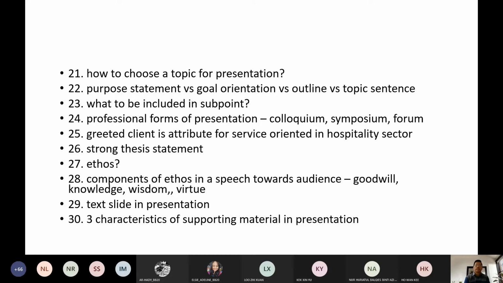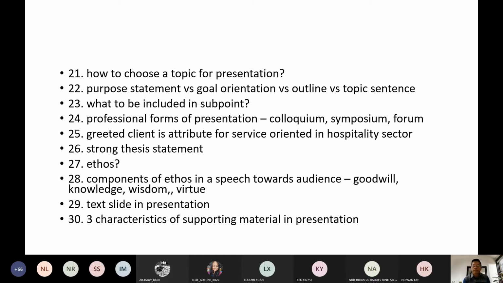Strong thesis statement, purpose statement, thesis statement, ethos. If you remember, last time during the first session before the midterm, I also talked about ethos, pathos, and so on. So ethos here refers to how to write with impact: effective written communication and presentation with impact. Components of ethos: goodwill, knowledge, wisdom, and virtue. What are they?